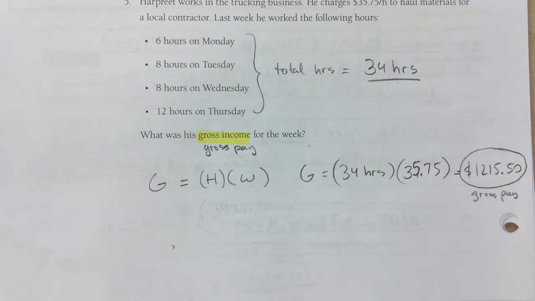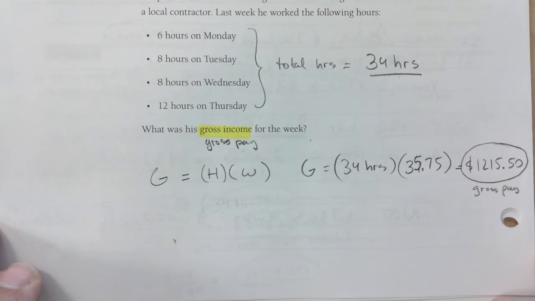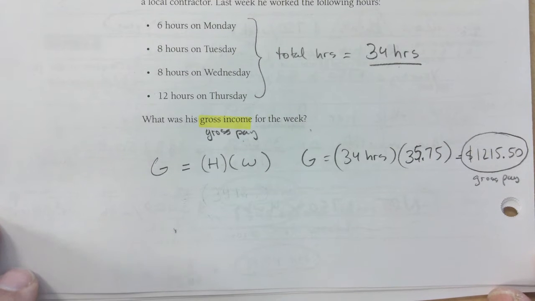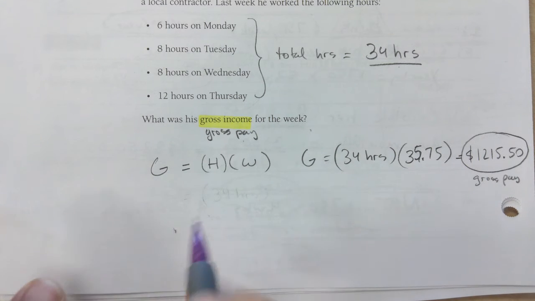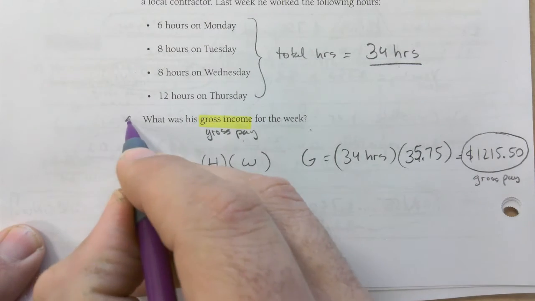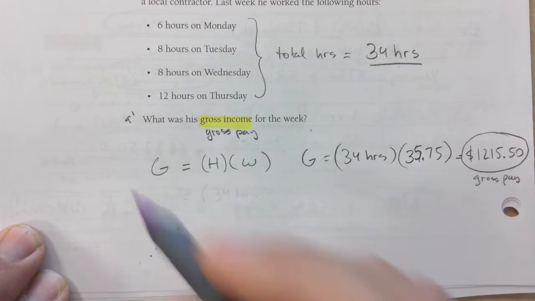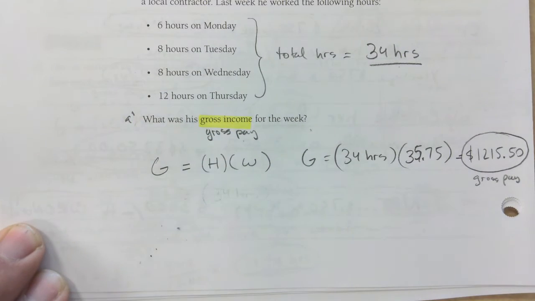That will eventually always go down. You will never make that much money, even if you're self-employed and you get to keep all of it, because you don't take taxes off. At the end of the year, you'll have to pay tax on it. So for now, we're just going to leave it at that. So this was part A.